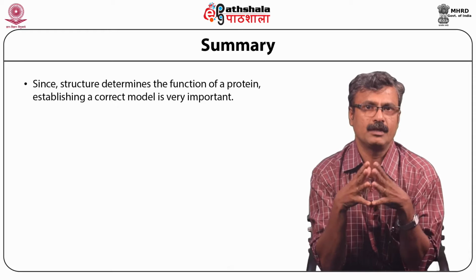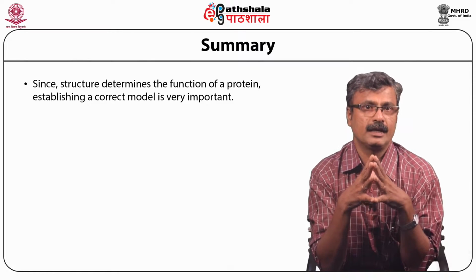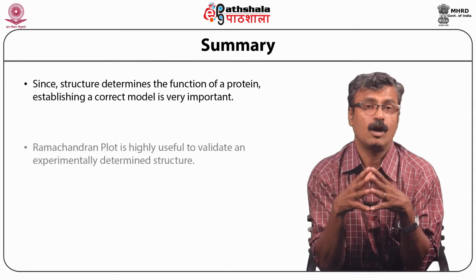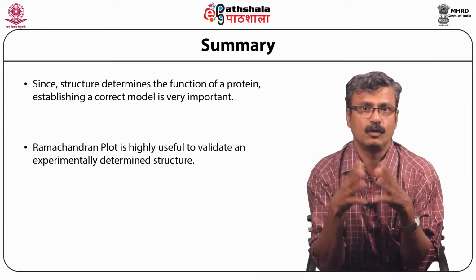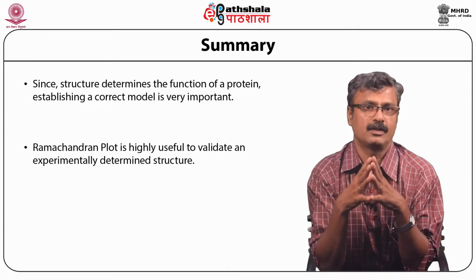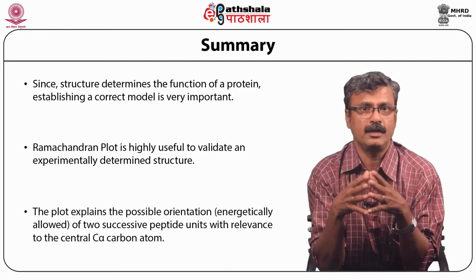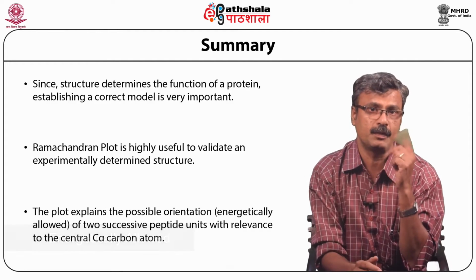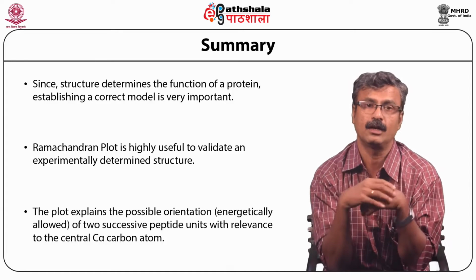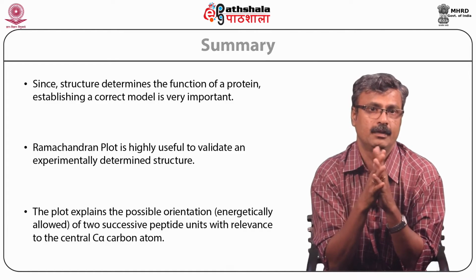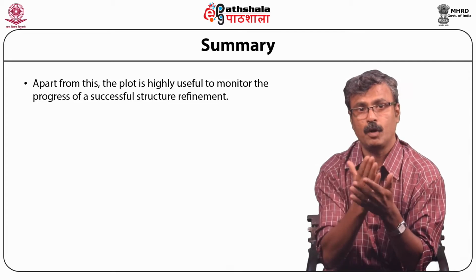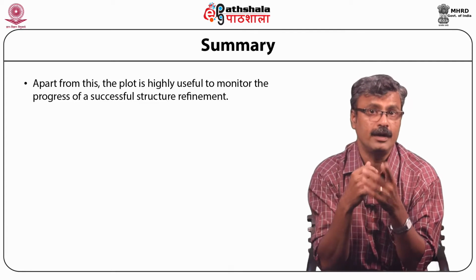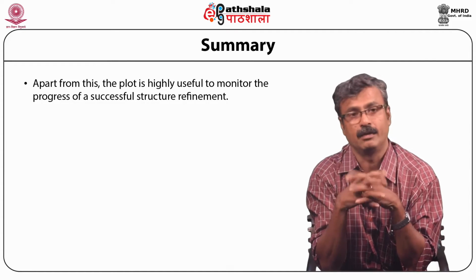Since structure determines the function of a protein, establishing a correct model is very important. The Ramachandran plot is highly useful to validate experimentally determined structures. The plot explains the possible orientations, which means energetically allowed, of two successive peptide units with relevance to the central C-alpha carbon atom. Apart from this, the plot is highly useful to monitor the progress of successful structure refinement.